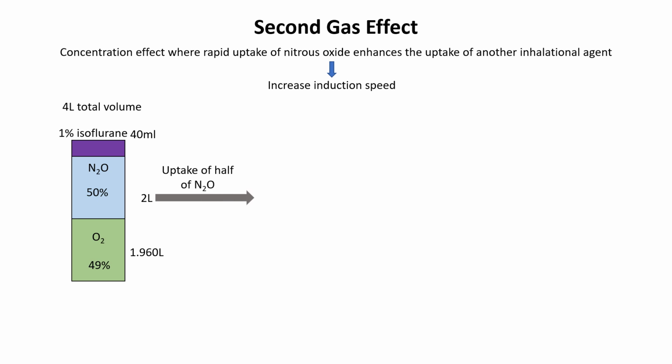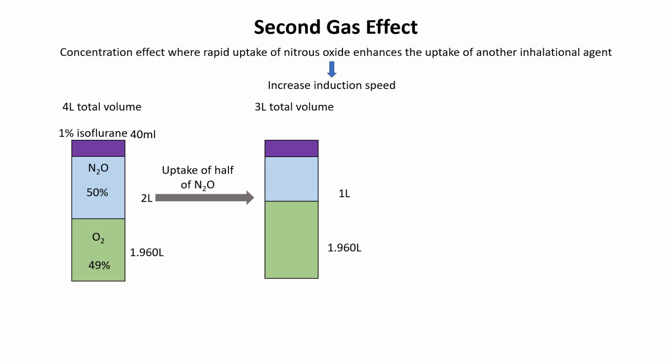As half of the nitrous oxide diffuses quickly into the blood, the alveolar volume reduces to 3000 milliliters. The new alveolar concentration of isoflurane is now 40 divided by 3000, or 1.33%. The concentration of nitrous oxide doesn't reduce by half and is now 33.3%, and like isoflurane, the oxygen concentration increases to 65.3%. As we can see, the concentration of the second gas, isoflurane, increases. This is the concentration effect.